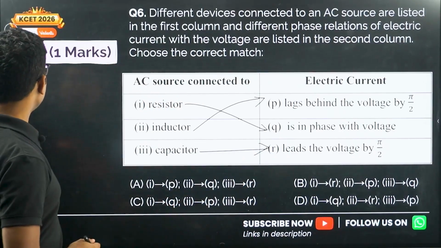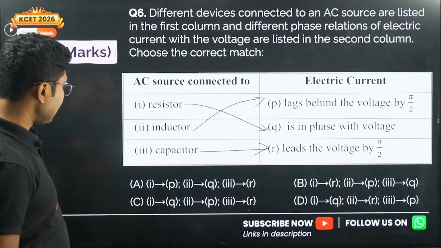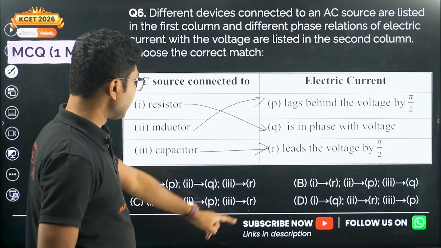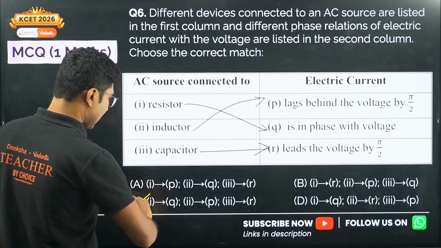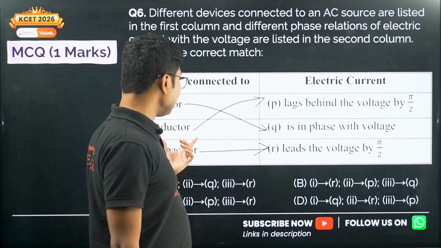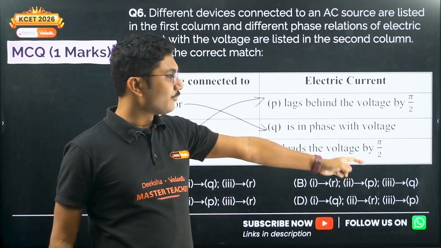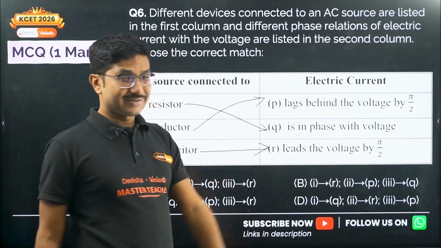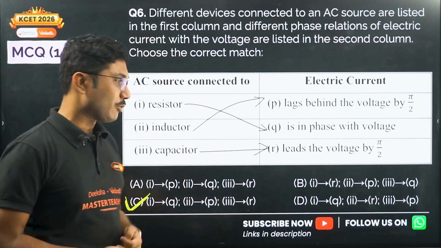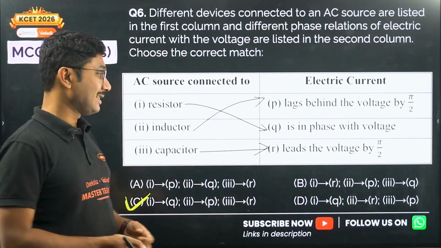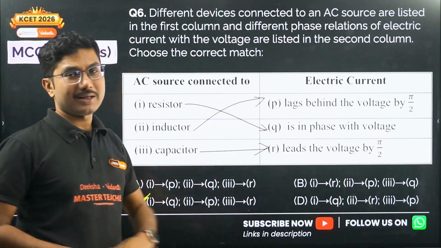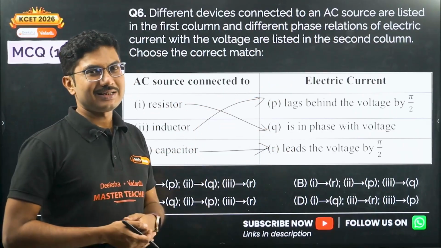Now let's see the answers. 1 is with Q, 2 is with P, 3 with R. So this is the correct answer, option C. One thing you have noticed is that in this case the matching of capacitor and leads the voltage by pi by 2 is a direct match. Generally you do not see it, but it is given in your question bank, so you might possibly expect this kind of question. Generally we expect cross matching, but somehow it was given directly in this question.